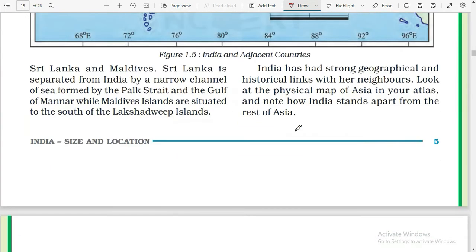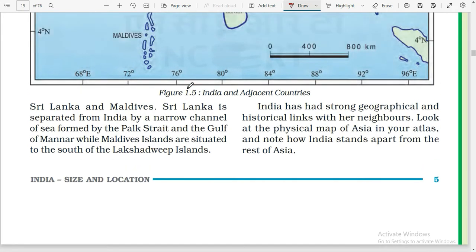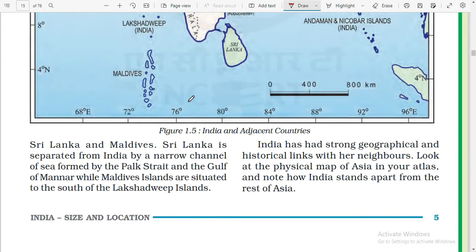Now, Sri Lanka and Maldives. Sri Lanka is separated from India by a narrow channel of sea formed by Palk Strait. So here India is separated from Sri Lanka by a narrow strait called Palk Strait and the Gulf of Mannar. While Maldives Islands are situated to the south of Lakshadweep.